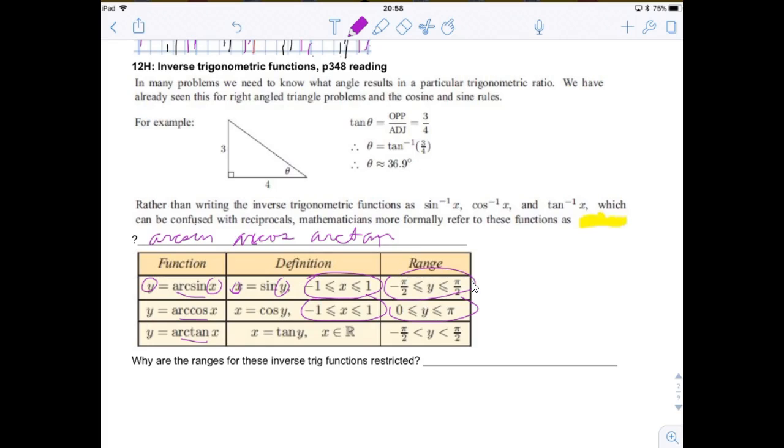Tangent, you can put in any ratio, which, remember, tangent ratios can go to infinity and negative infinity. So basically, the ratio you put in can be any real number. Out comes an angle.